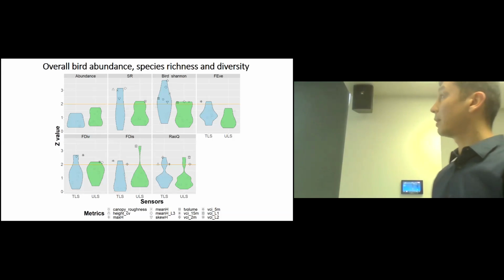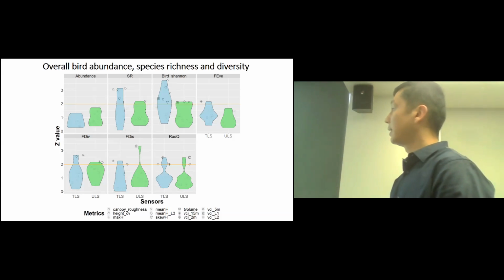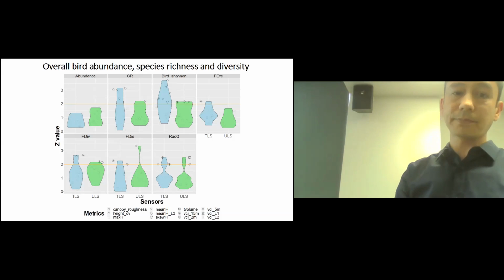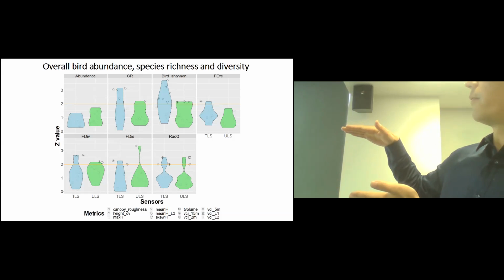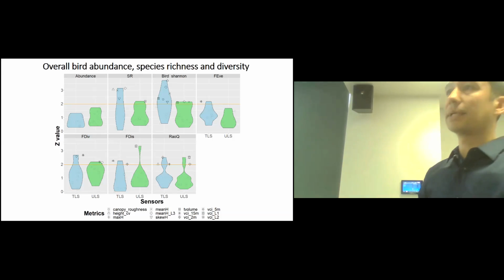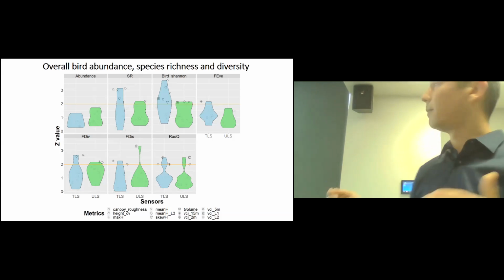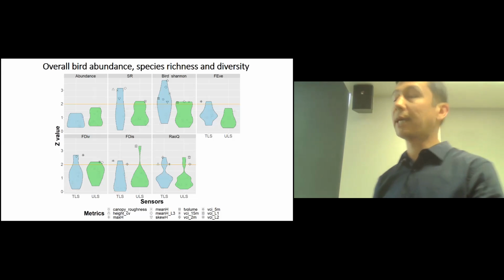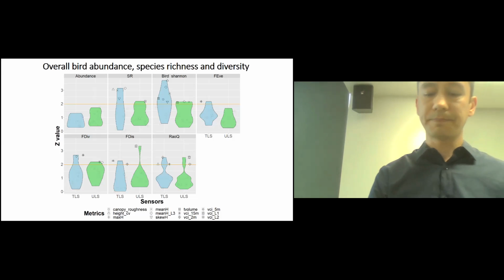Overall, we first modeled all of the birds that were observed over the 3 years. These symbols show different canopy structural metrics, and this orange line shows the significance level. If the variable is above the orange line, it means it's a significant predictor. As you can see, abundance didn't respond to any of the selected variables. However, species richness, bird diversity, and other diversity indexes responded to one or more predictors.